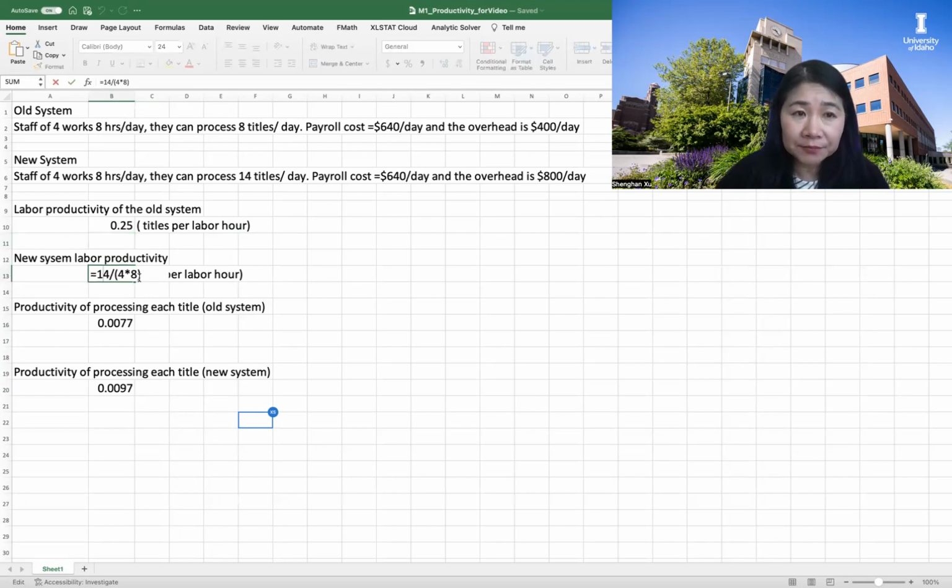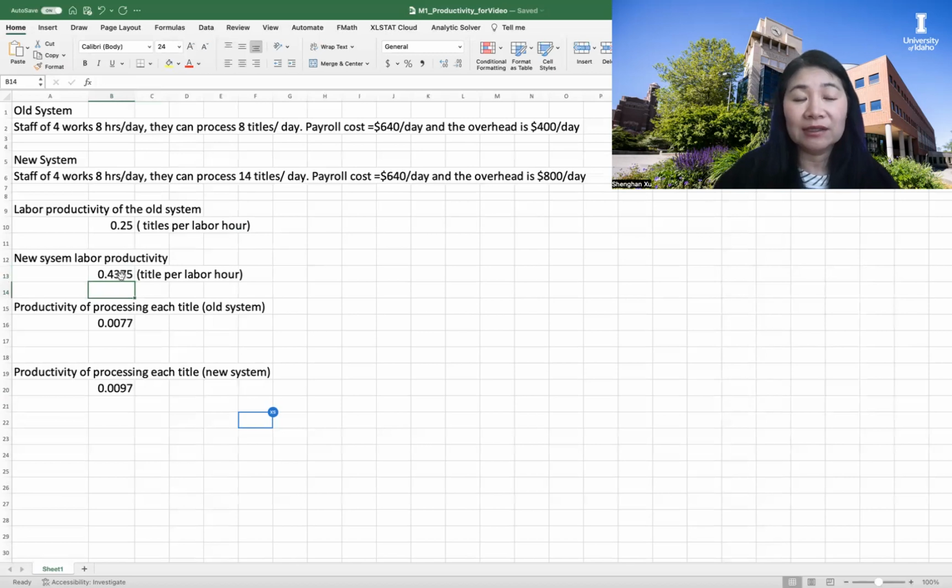Within the new system, my output increased, because instead of 8 titles, now I produce 14, right? But my input, my labor hours, stay the same. So my labor productivity in the new system, the input part is still 32, 4 multiplied by 8. And my new system labor productivity is 0.4375. And this is titles per labor hour.